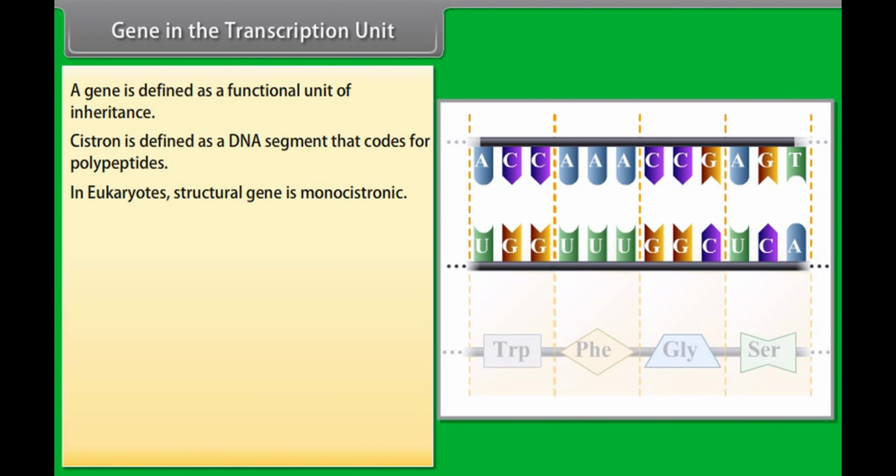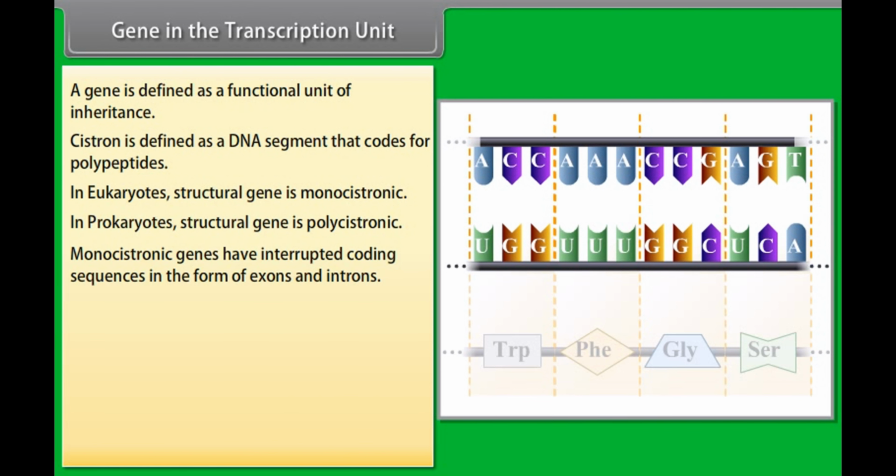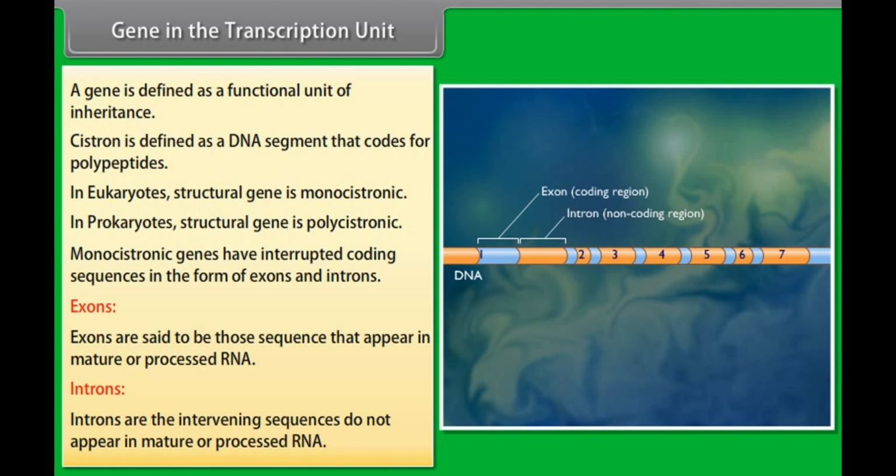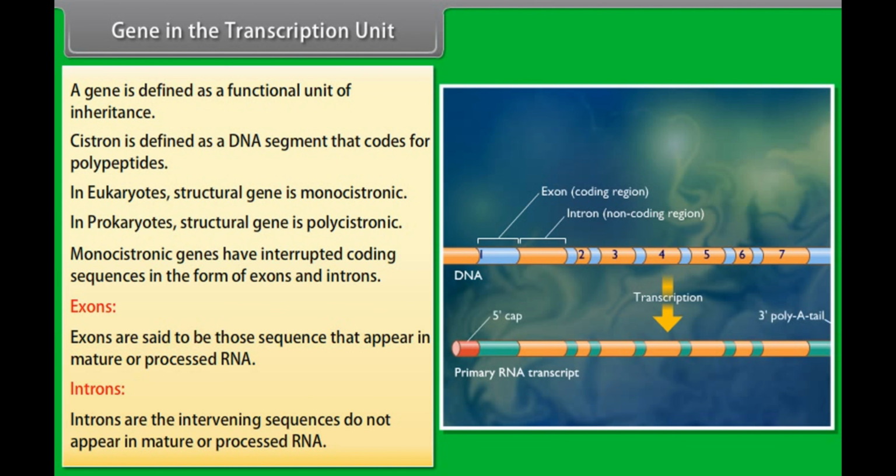In eukaryotes, structural gene is monocistronic. In prokaryotes, structural gene is polycistronic. Monocistronic genes have interrupted coding sequences in the form of exons and introns. Exons. Exons are those sequences that appear in mature or processed RNA. Introns. Introns are the intervening sequences that do not appear in mature or processed RNA.